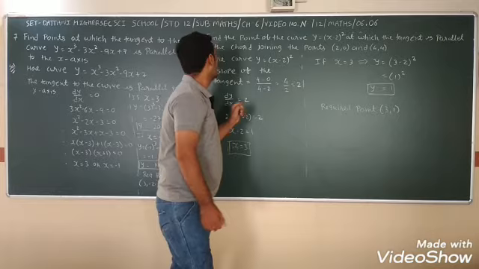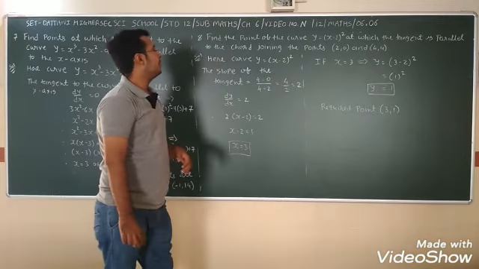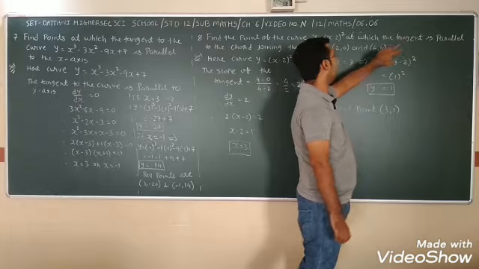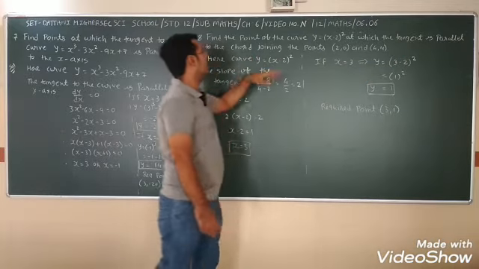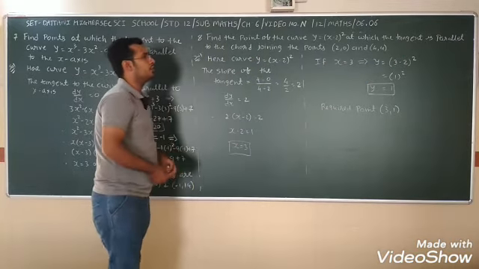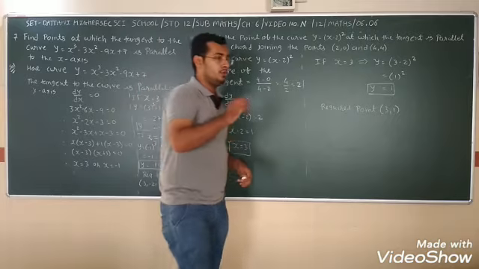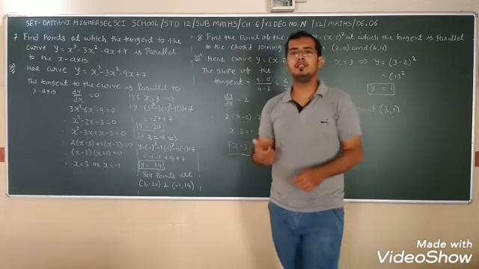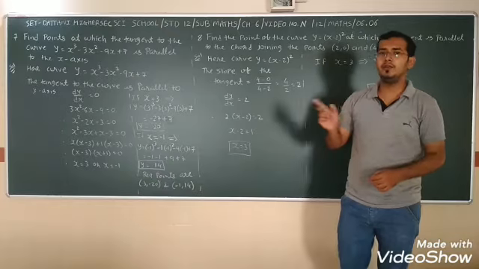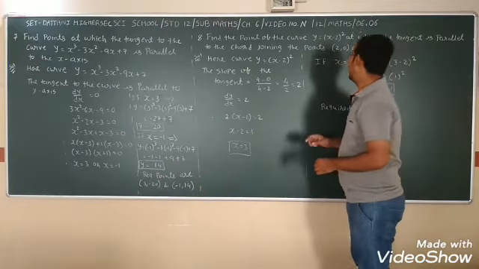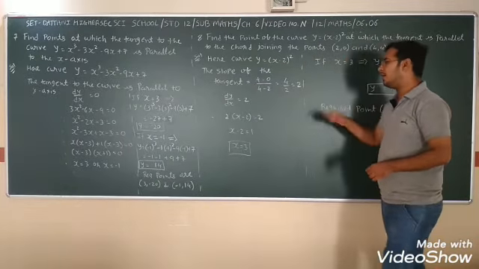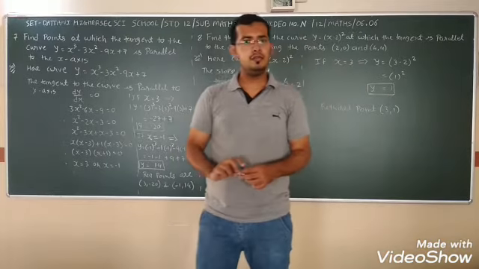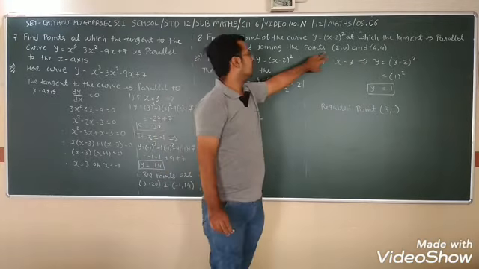Okay. Next one, number 8. Find the point on the curve y equals x minus 2 whole square at which the tangent is parallel to the chord joining the points (2, 0) and (4, 0). So here the 2 points are given. You know how to find the slope if the points are given. There is a formula we already learned in 11th standard, that is y2 minus y1 upon x2 minus x1. That is the formula to find the slope if the points are given.